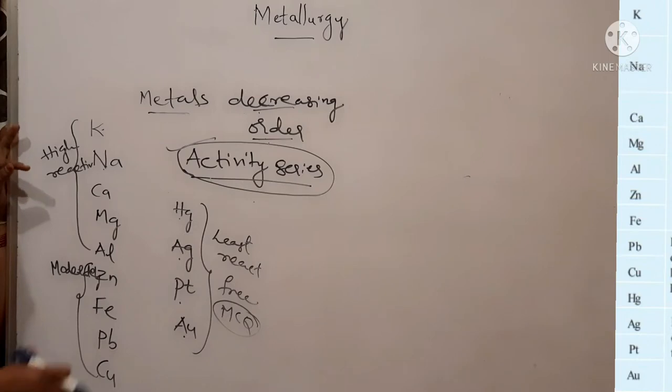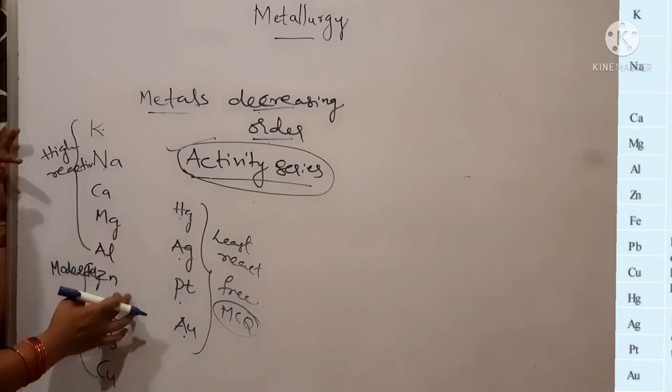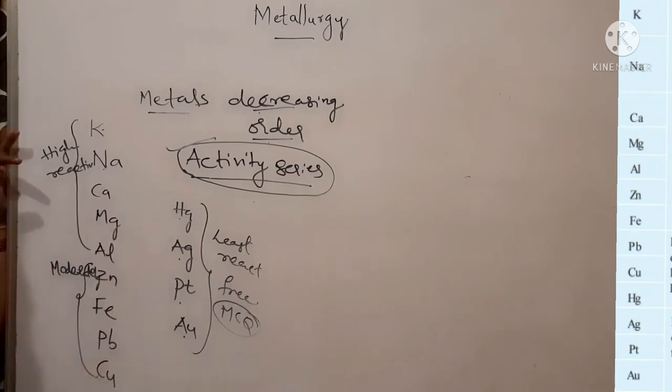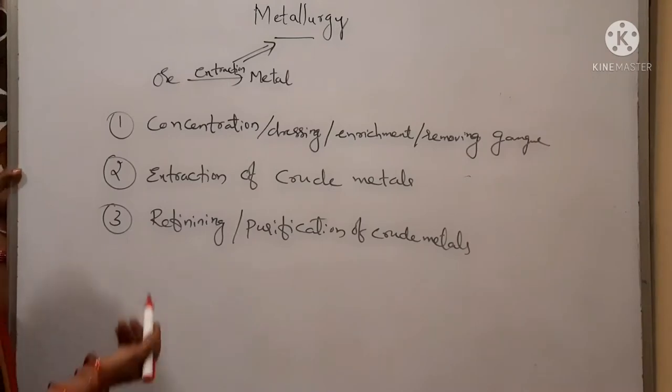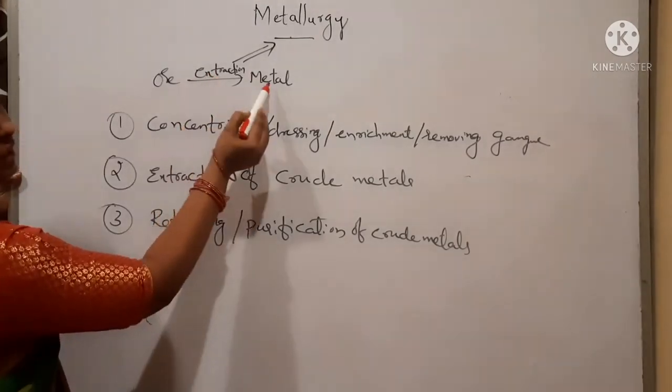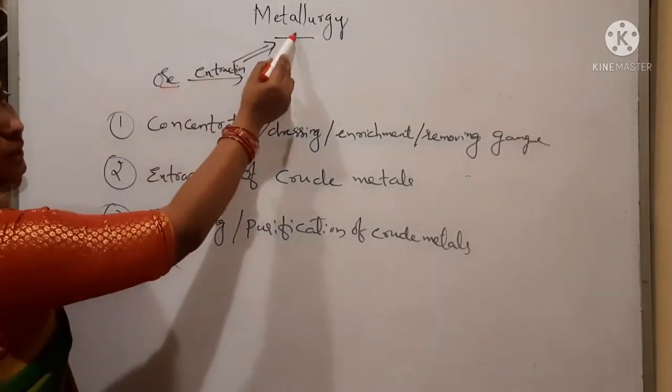First, potassium, sodium, calcium, magnesium, aluminium, zinc, iron, copper. The exact order you have to remember. Then we'll go to the actual topic. Extraction of metal from the ore is called metallurgy.